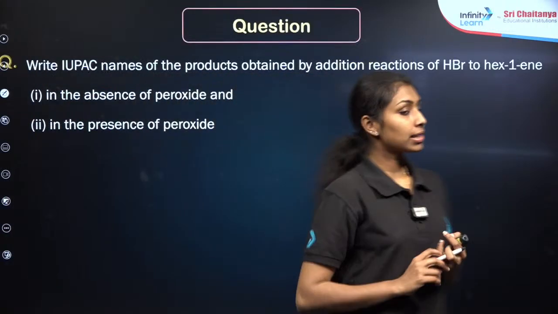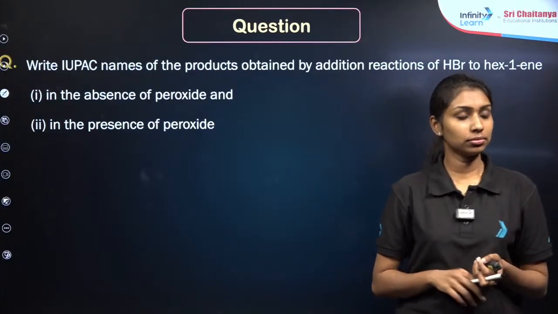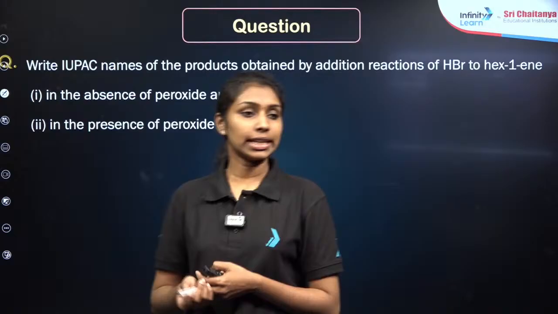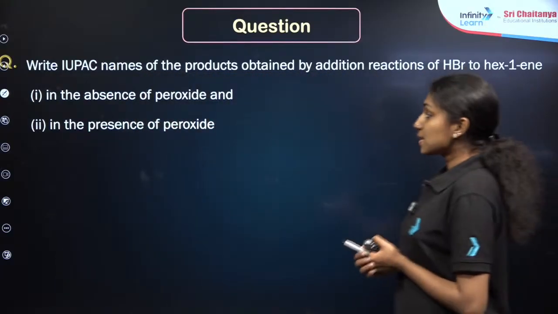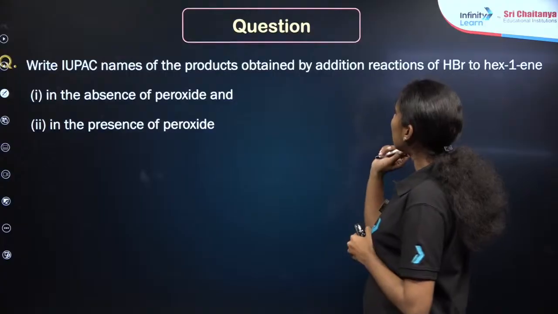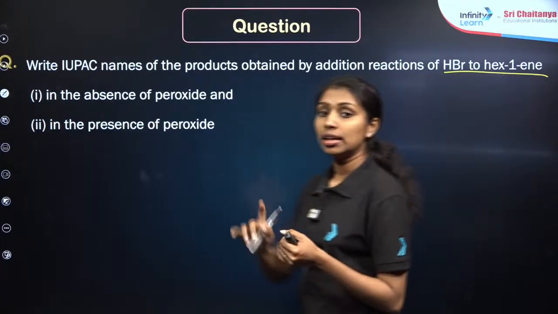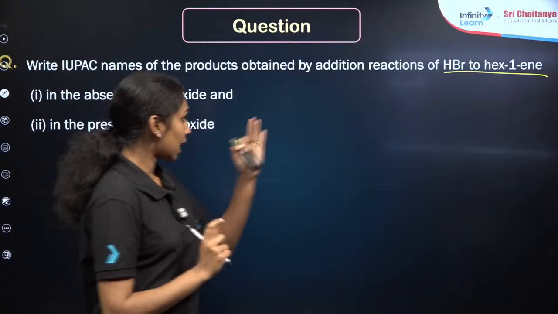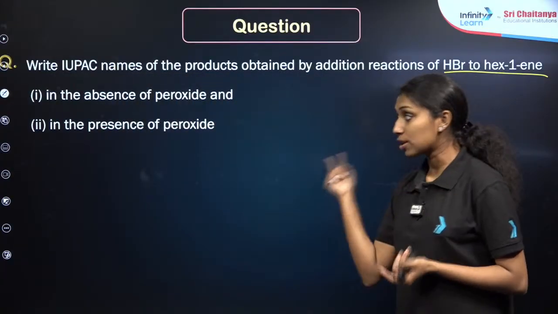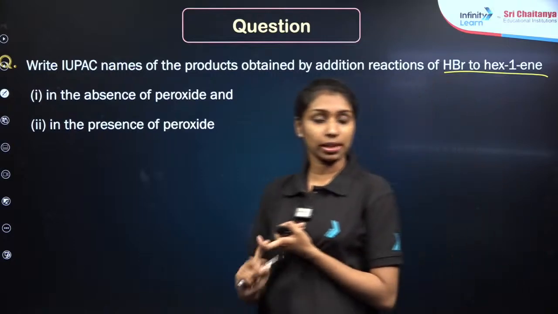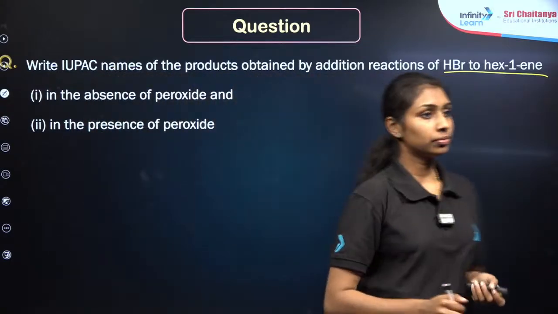Okay, now let us practice some questions here. Here is the first question. Write the IUPAC names of the products obtained by the addition reactions of HBr to hex-1-ene. The reactant is given here, it is hex-1-ene. We have to add HBr in presence of peroxide as well as in absence of peroxide. What will be the product?